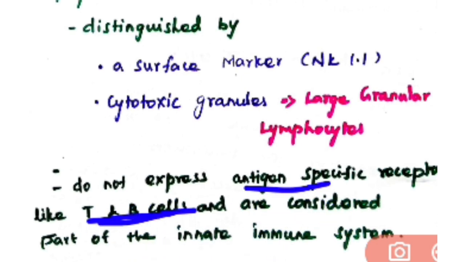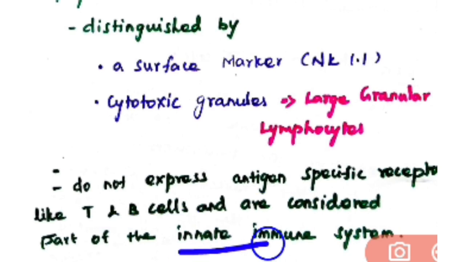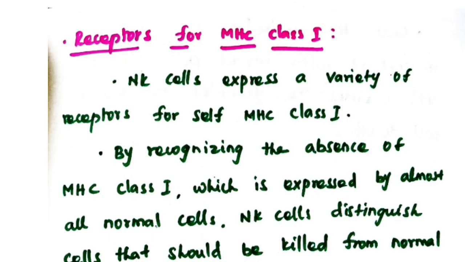Receptors present on T and B cells recognize a specific antigen, so they give a specific immune response, and that specific immune response is known as adaptive immune response. Okay, so innate immune responses are non-specific and adaptive immune responses are specific. Next, let's see functions of natural killer cells.